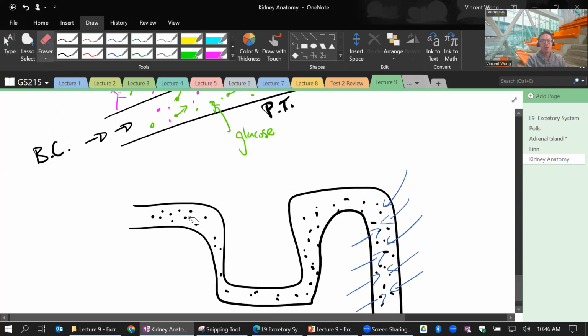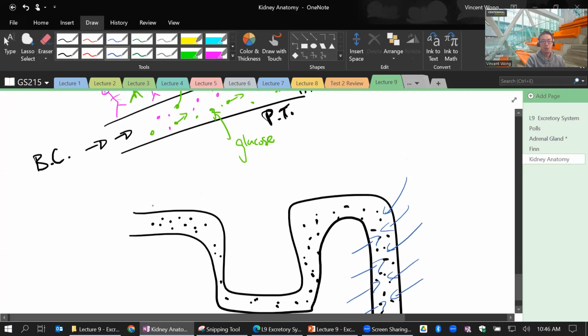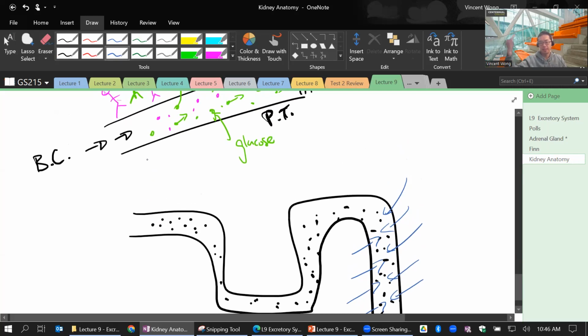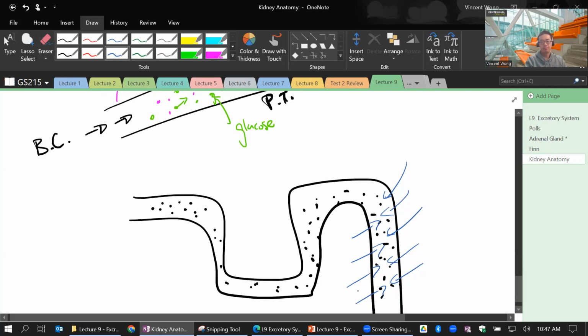Pretend these little black dots are not caffeine anymore, that they're glucose, right? For diabetic patients who are not regulating their blood sugar by taking insulin, for example, they would also experience polyuria, frequent urination, because the glucose now stays within the filtrate and it draws all this water from the surrounding, and then they pee a lot. Okay, they get dehydrated.